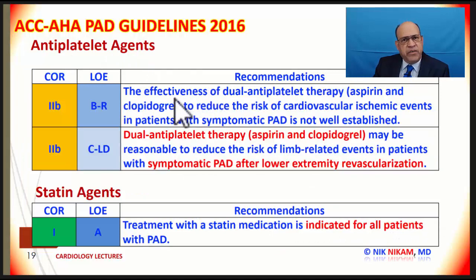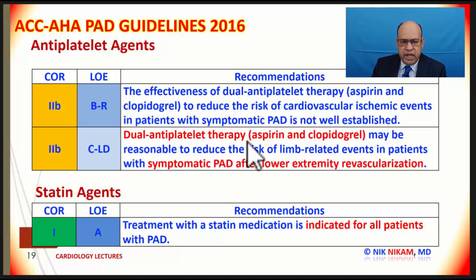Antiplatelet agents. The effectiveness of dual antiplatelet therapy such as aspirin and clopidogrel to reduce the risk of cardiovascular ischemic events in patients with symptomatic PAD is not well established. So let us analyze this for a moment. If you are purely treating a patient with peripheral arterial disease, the role of dual antiplatelet agents is not well established. As you know, in cardiac patients, we routinely use dual antiplatelet agents such as aspirin and clopidogrel for those patients who have significant vascular disease and diabetes, or those who have had stent placement. But in patients with peripheral arterial disease, the dual antiplatelet agents have not shown to be effective.